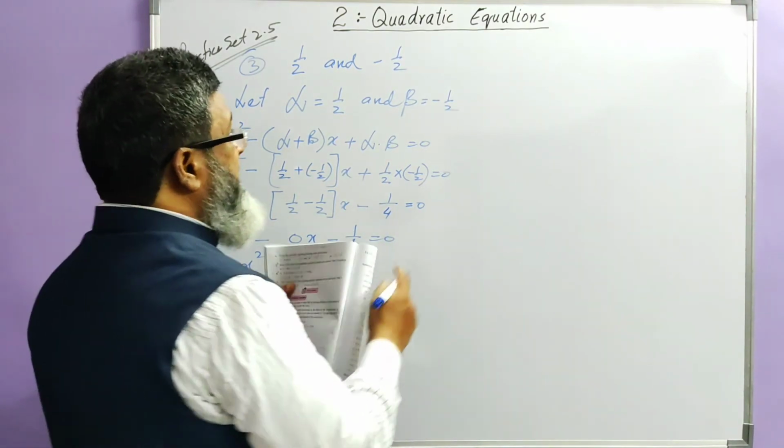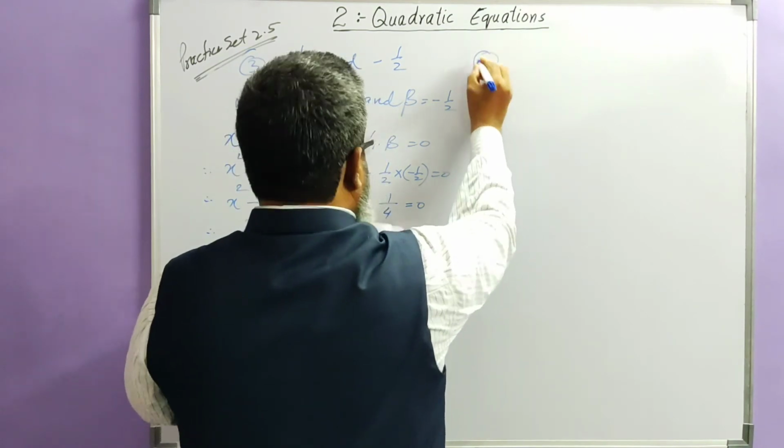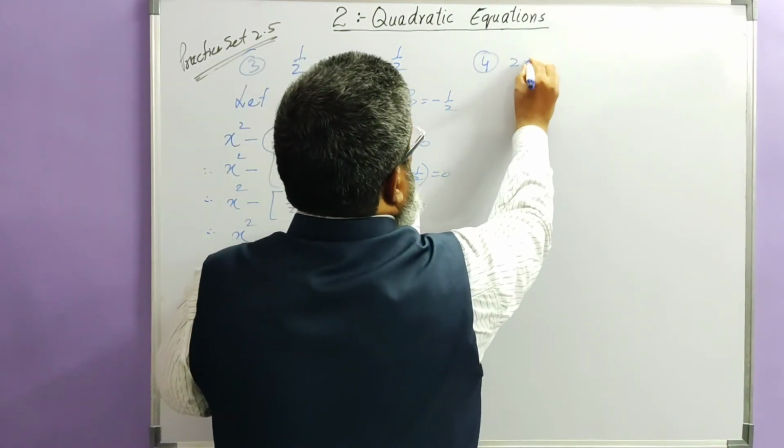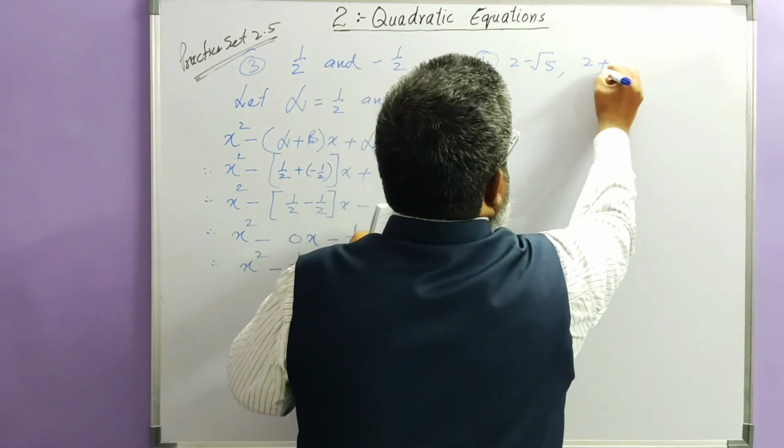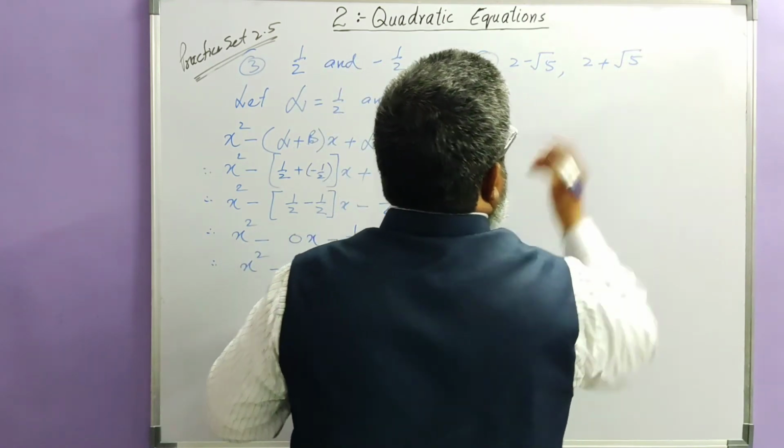Fourth one is 2 minus root 5 and 2 plus root 5.